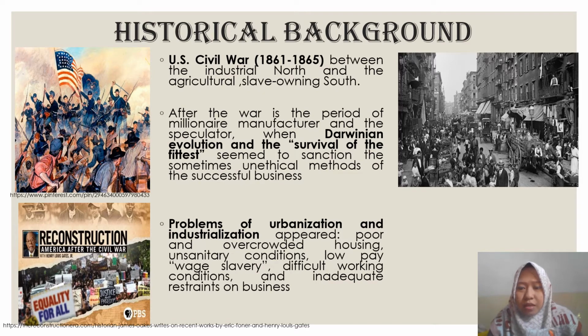First, we talk about the historical background of this time. What happened in this time? The U.S. Civil War happened, between the industrial North and the agricultural slave-owning South. The trigger of this Civil War was the issue of slavery. As we explained before in the previous period, Romanticism and Transcendentalism, Harriet Beecher Stowe published novels that talk about the reality of the slave.